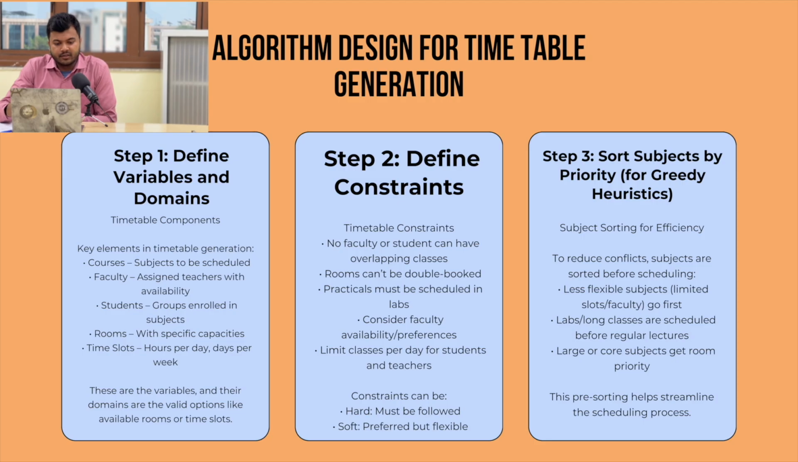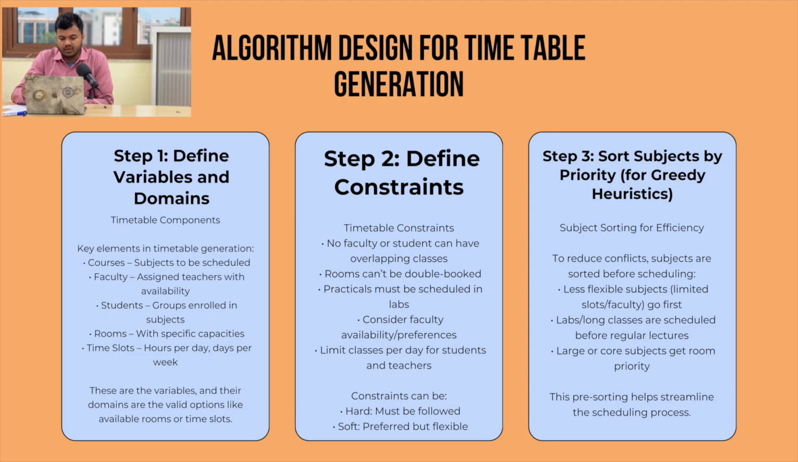There are many variables in timetable generation: courses, faculty, students, rooms and time slots. Courses are the subjects to be scheduled. Faculty are the teachers assigned to the courses. Students are those enrolled in the courses. Rooms come with availability and capacity. And the time slot for the courses is 1 hour or 2 hours for a particular subject. These are the variables, and the domains are the valid options, like an available room or time slot.